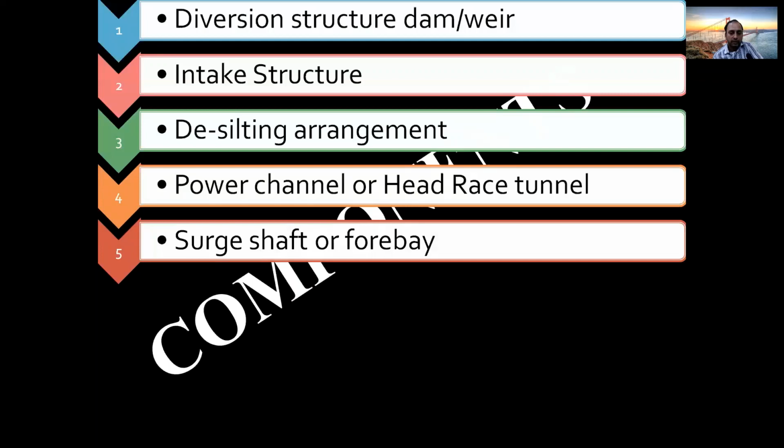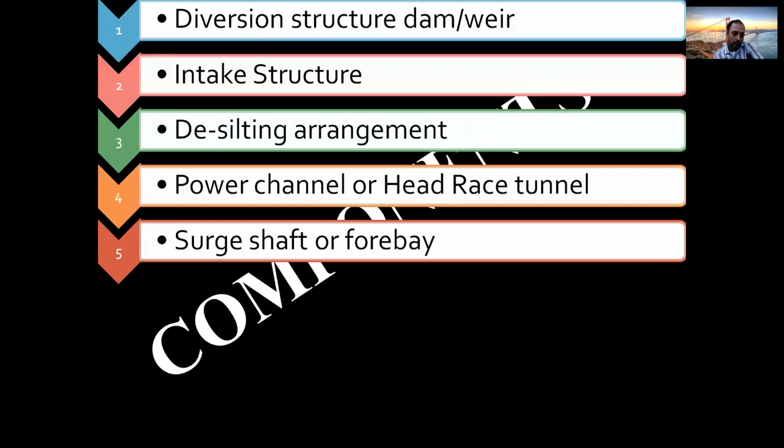In between, if the length of this power channel or headrace tunnel is large, then the water hammer effects will be larger. The pressure surge due to water hammer and surge will be larger, and if you try to design the entire tunnel for that larger pressure head, internal pressure, the thickness of lining will increase, and that may make your project uneconomical.